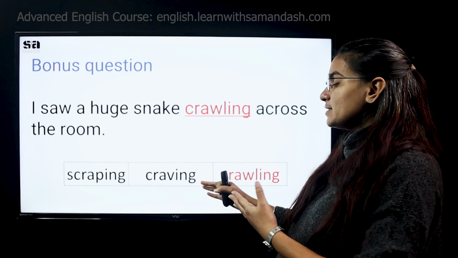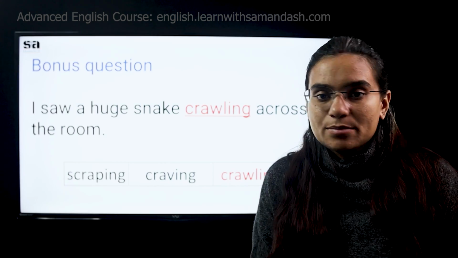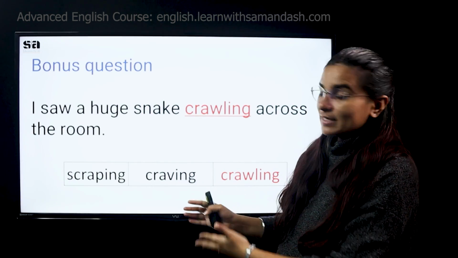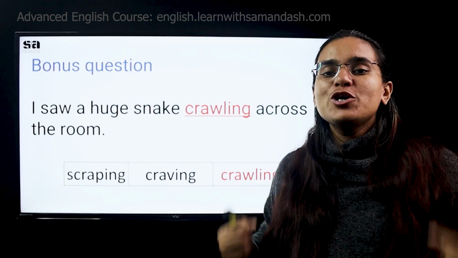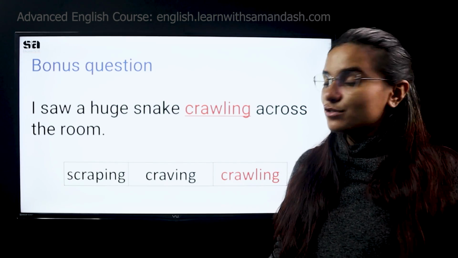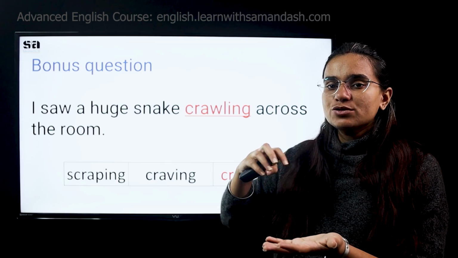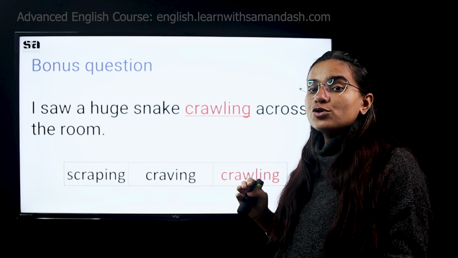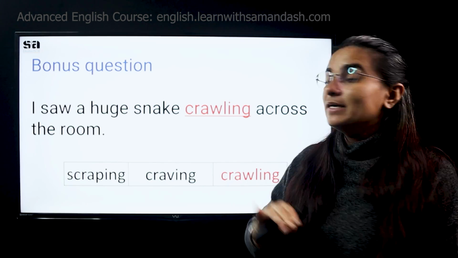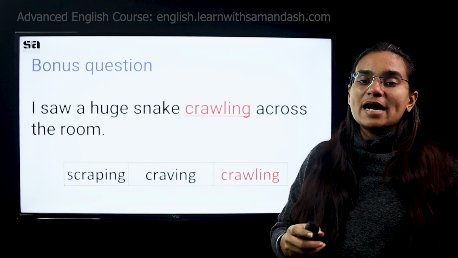Okay, so you are somebody who wants to eat something. There is this desire to eat something. You are craving for it. Snakes don't crave. Humans crave. All right. Crawling is what snakes and spiders do. Crawling simply means when you are on the floor and you're trying to take one step at a time, and you're not moving fast, you're moving slowly. You're crawling. Okay, so with snakes and spiders, you will always add crawling.